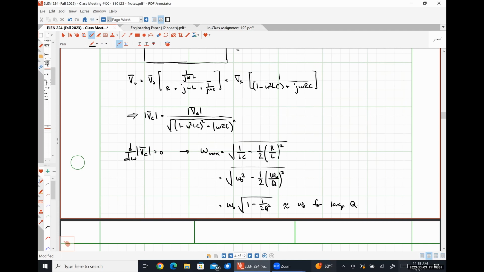So realistically, our capacitor voltage will hit its maximum at a frequency that is slightly lower than omega naught, right? And as Q goes up and up and up, the contribution of this second term gets smaller and smaller so that it's looking more and more like square root of 1 minus 0. So for extremely high values of Q, we find that our capacitor voltage hits its maximum at omega naught, and that the maximum value of that capacitor voltage is simply Q times our source voltage, right?